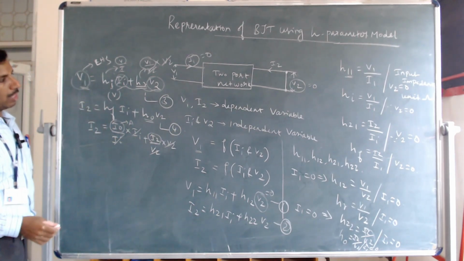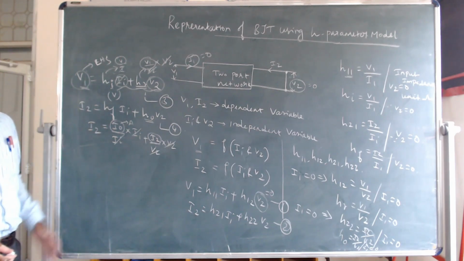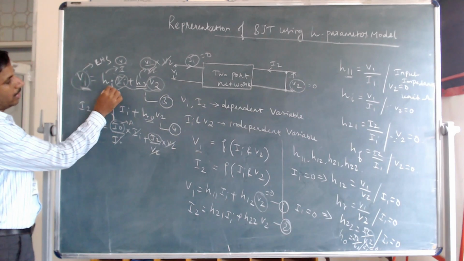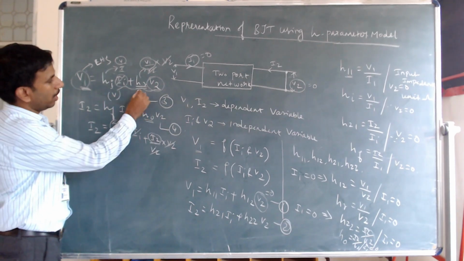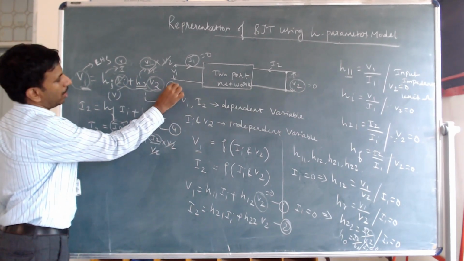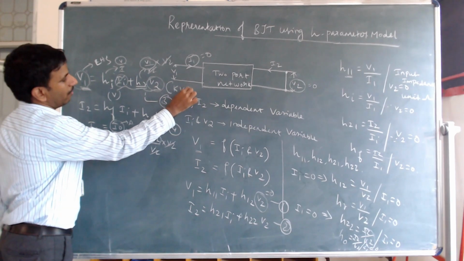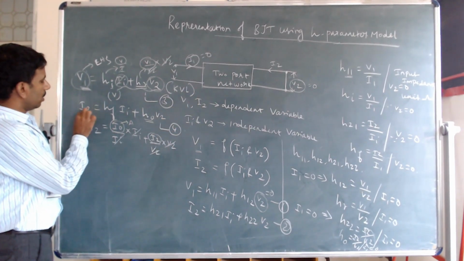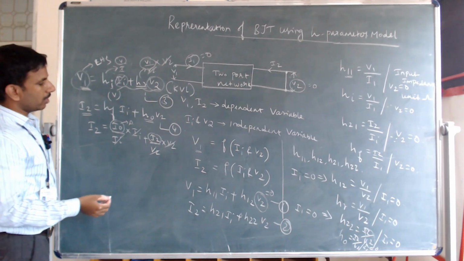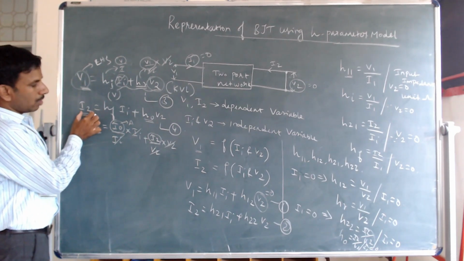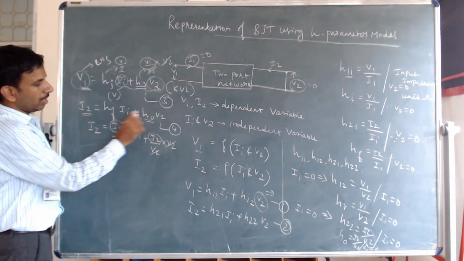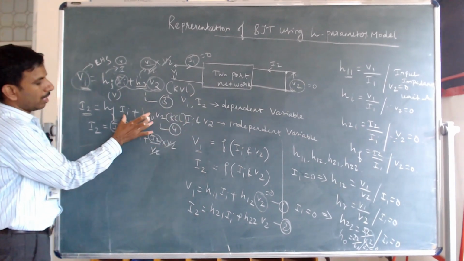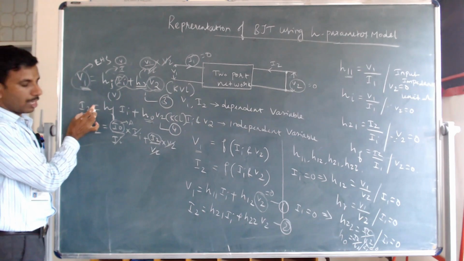So now we will draw the equivalent circuit based on this particular concept. Suppose we take V1, that is going to be HI into I1 plus HR into V2. This is by the application of KVL that we can draw the equivalent circuit. Like that, suppose we take the next equation. Here the net current is equal to the addition of two currents. That is nothing but the application of KCL. So by adding these two currents, we will be getting the total current.